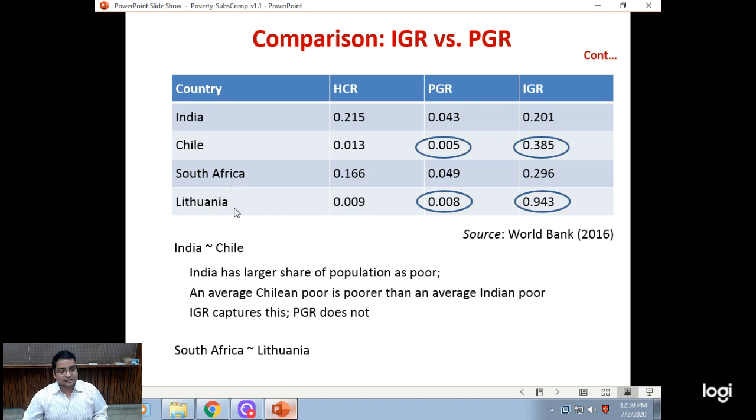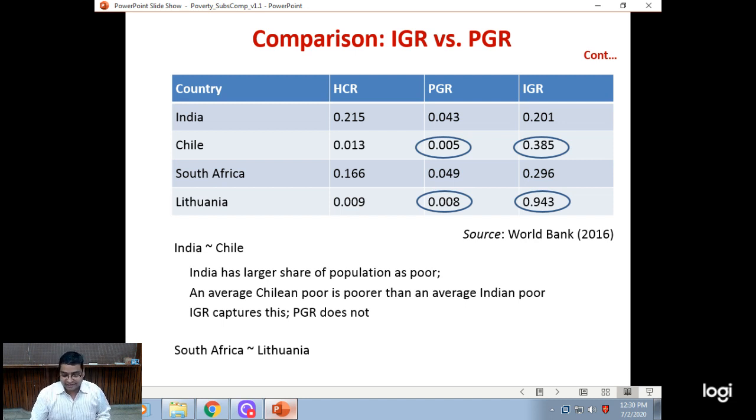Same goes with South Africa and Lithuania. Lithuania has 0.9% people who are poor, and obviously the PGR value, irrespective of how poor they may be, will never cross the HCR value. But if you go for the IGR value, it reflects that though very few people in Lithuania are poor, they are in an extreme poor condition; they may be homeless, living a very pathetic life. Whereas in South Africa, for example, 16% people are poor, but the average South African poor is less poor compared to an average Lithuanian poor.